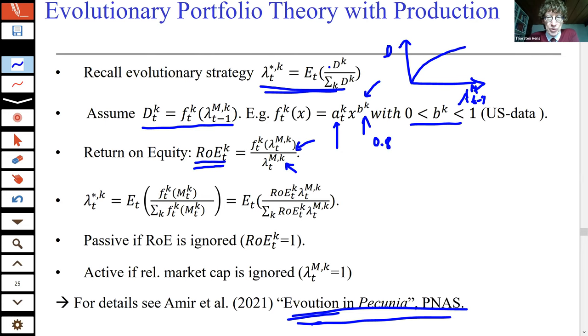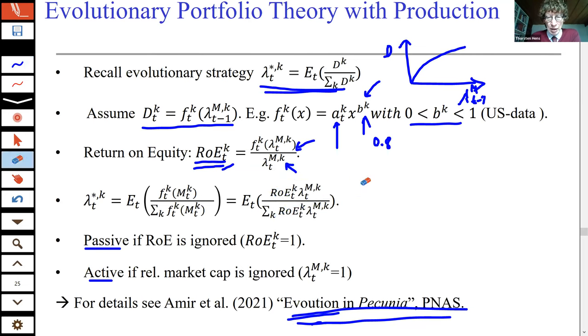So the winning strategy now, the D can be replaced by F, but the F, by using the notion of return on equity, is equal to the return on equity times the market capitalization. So this means the winning strategy from that perspective has a passive and an active component. If you ignore the returns on equity, so if you don't take care in your investment strategy of the return on equity, then it's a passive strategy. The winning strategy is allocating according to relative market capitalization, which was the passive strategy.